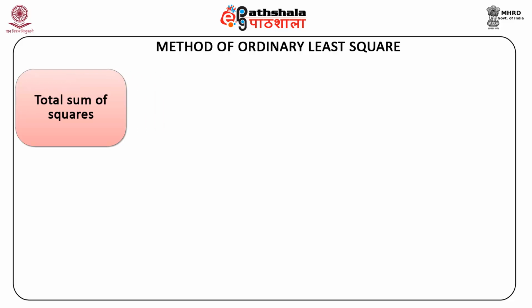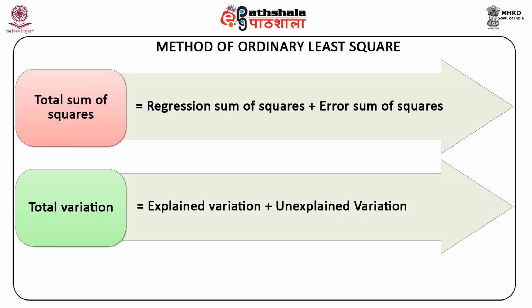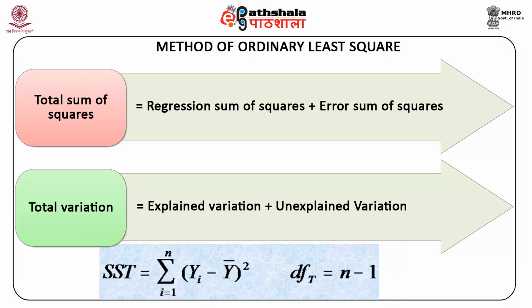Total sum of squares is equal to regression sum of squares plus error sum of squares. Total variation is the variation in the dependent variable values about its mean, which is equal to the sum of explained variation and unexplained variation. SST is equal to summation i varying from 1 to n (capital Yi minus y bar) the whole squared. DFT is equal to n minus 1. Total sum of squares, total variation.